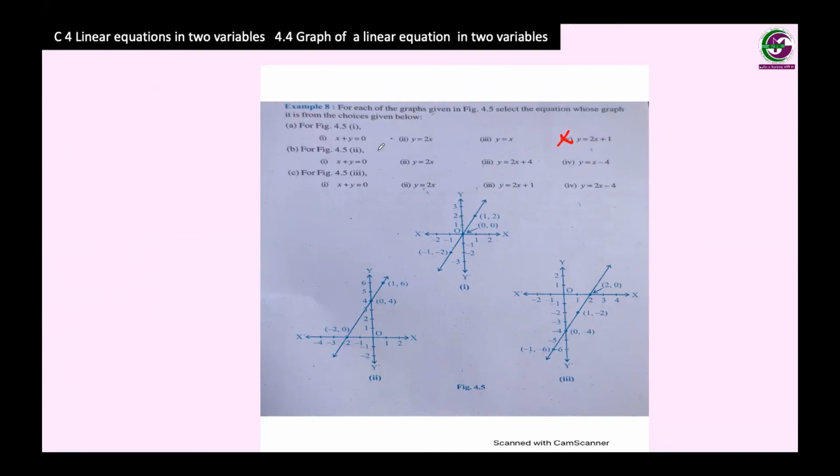Now what you have to see is from 0, you have to reach the second point. So how many steps you have to go up? 1, 2. 2 steps up and 1 step forward. So 2 divided by 1, this is the value of m. So it should be of the form y is equal to 2x plus 0 or y is equal to 2x. This is the answer. Easy, right? Let us see the second graph.